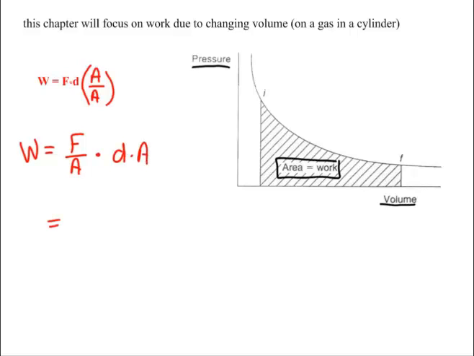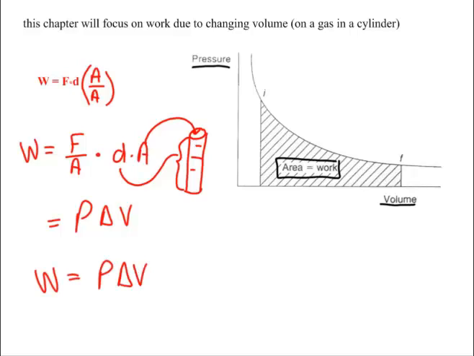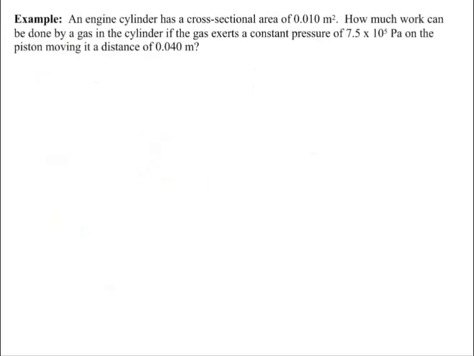We learned in the last chapter that force over area equals pressure. If we're talking about a cylinder, our area is the surface area. Our distance is the height. The surface area won't change in a cylinder, but if I have a piston in a cylinder, this height can change. So I have pressure times the change in volume, because it's the volume of a cylinder. Work equals pressure times change in volume. And we often refer to work in this area as P delta V work, as opposed to F times D work.